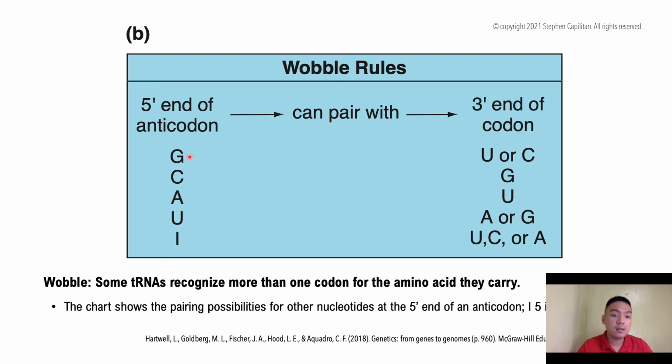So we have G, C, A, U, I. These are the nucleotides on the 5' end of the anticodon, and they can pair with the 3' end of the codon. For G it's U or C, for C again it's G, for A it's U, for U it's A or G, and for inosine it could be U, C, or A.